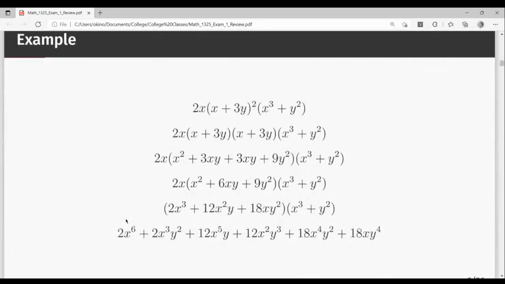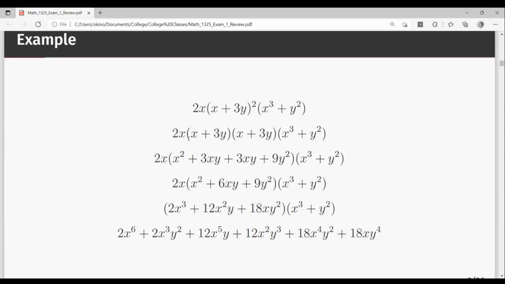So here's an example, right? If you look at the first line, we have 2x times, in parentheses, 3x, x plus 3y squared times x cubed plus y squared. Well, so first we take a look at the parentheses, right? Is there anything that we can solve or simplify out in here? And no, there's really nothing, right? So then we'll move on to exponents. In exponents, we have this squared up here. So we're going to be multiplying x plus 3y times x plus 3y, right? That's the definition of squares.